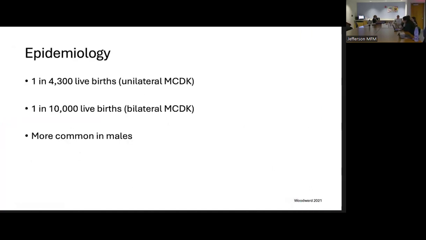When we are looking at the epidemiology, unilateral MCDK is 1 in 4,300 live births. Bilateral is less common, 1 in 10,000 live births. It is more common in males than females.